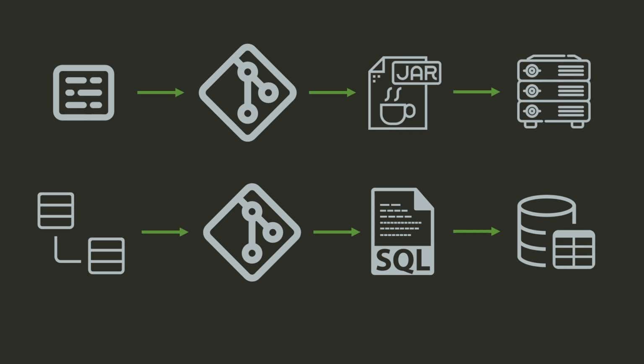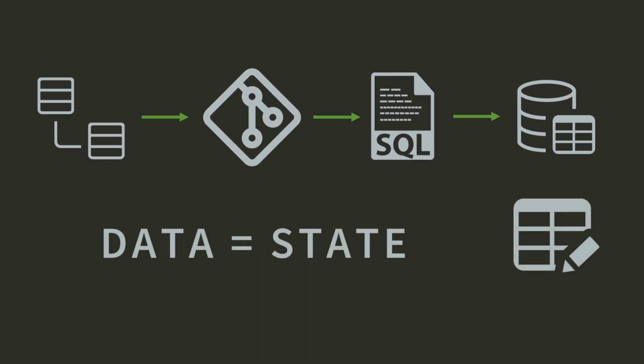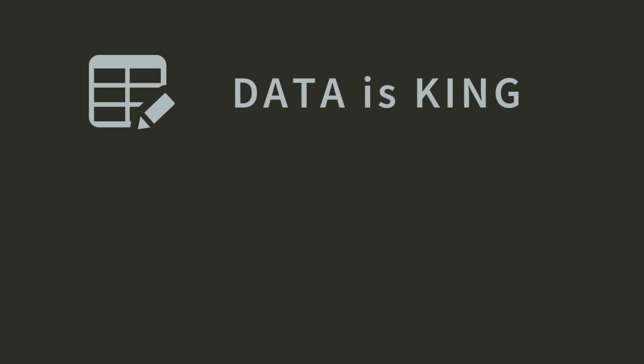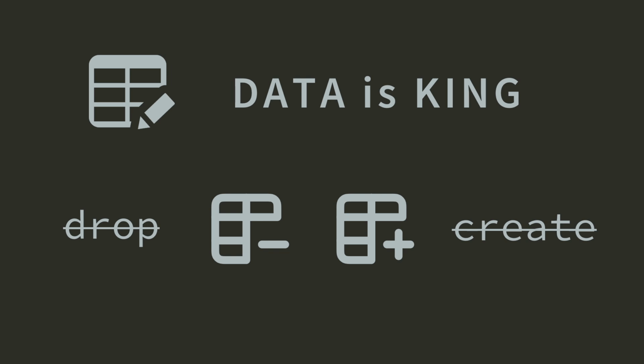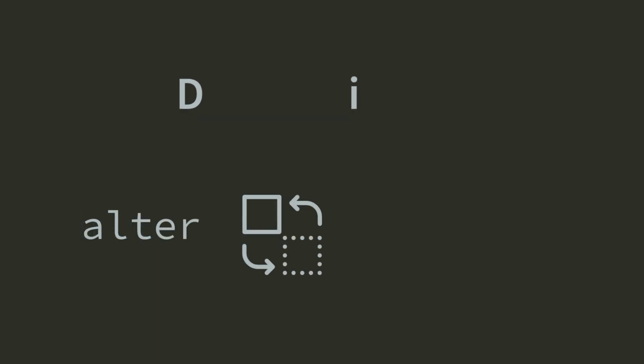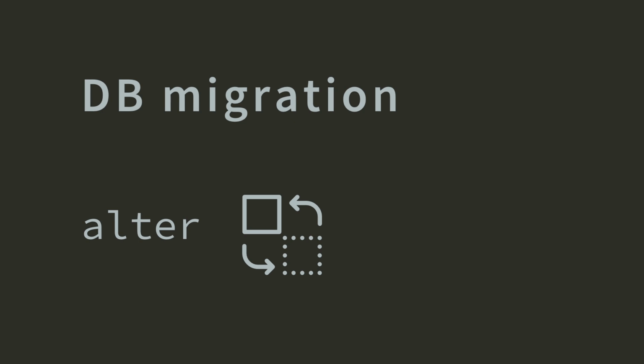Existing data means state. And as we already saw in the most recent AI example, data is king. Under no circumstances can you afford to lose it. So, drop-create approach is definitely not valid. Instead, you have to take an approach that respects existing data and incrementally adds schema changes. So-called database migration approach. How does the database migration approach look?